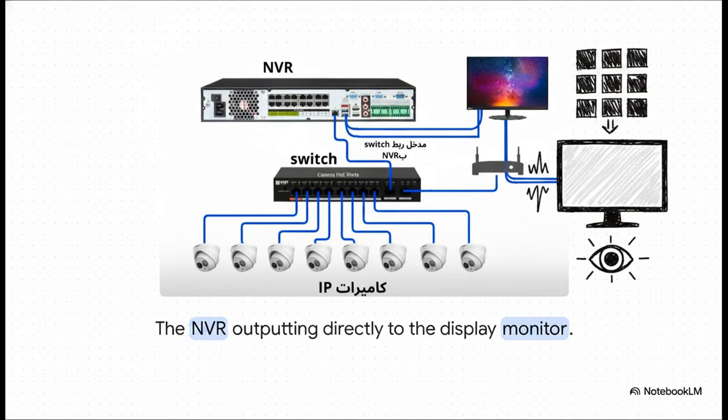For the final leg of our journey, the NVR steps in as the ultimate translator. It takes all those raw, heavily compressed IP data packets, decodes them on the fly, and stitches them together into a beautifully synchronized multi-view grid. That grid is then pumped out via a standard video interface directly to the local security monitor.